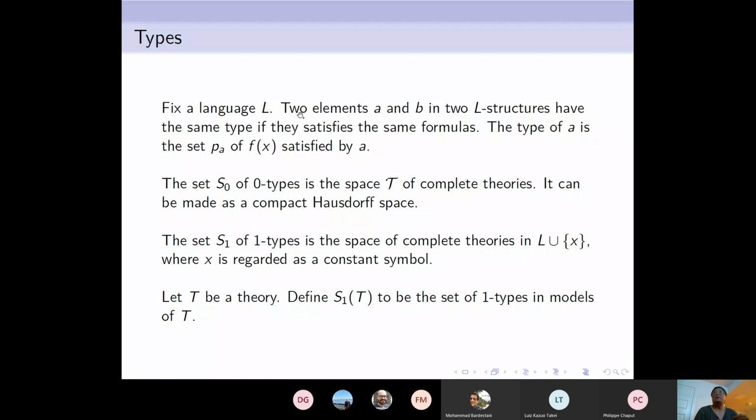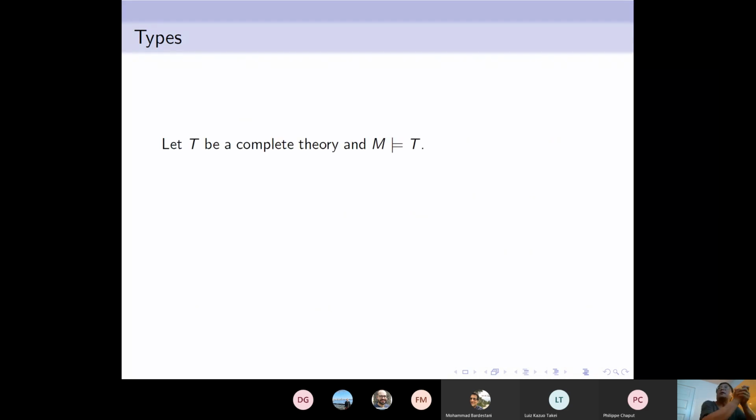Here, S1T is a subset of S1. Okay. Then we go further.